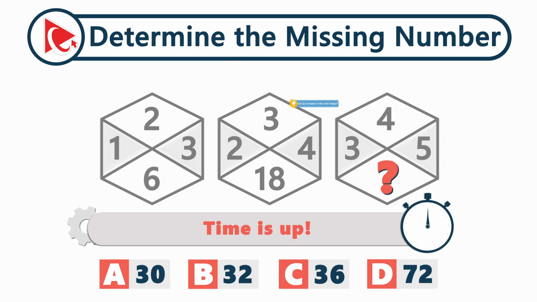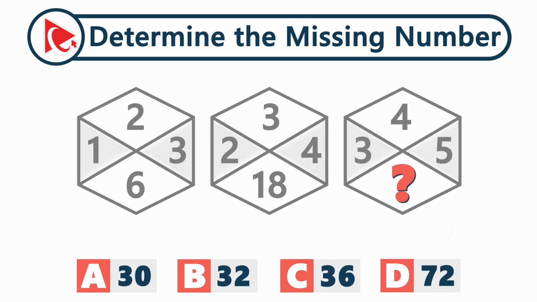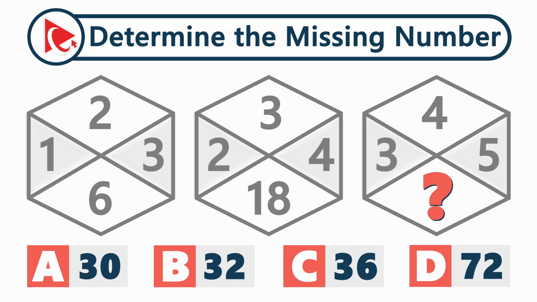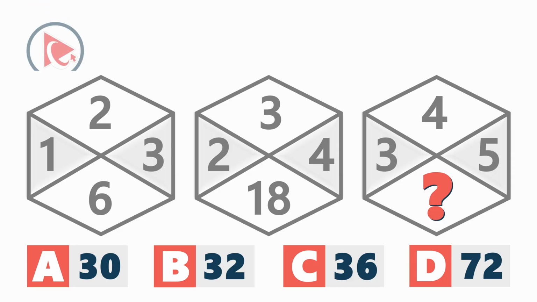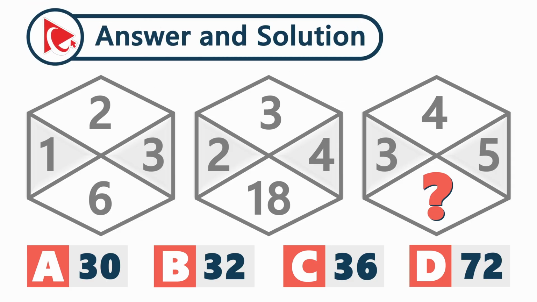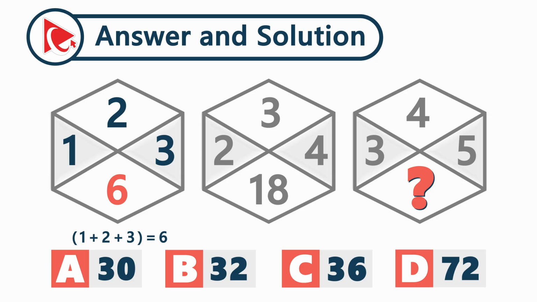Time's up. Do you have your answer ready? I hope so, because you would be amazed how simple the pattern actually is here. I'm pretty sure you've uncovered the formula for the first hexagon. 1 plus 2 plus 3 equals 6. The question is how you would apply this formula to the second shape.